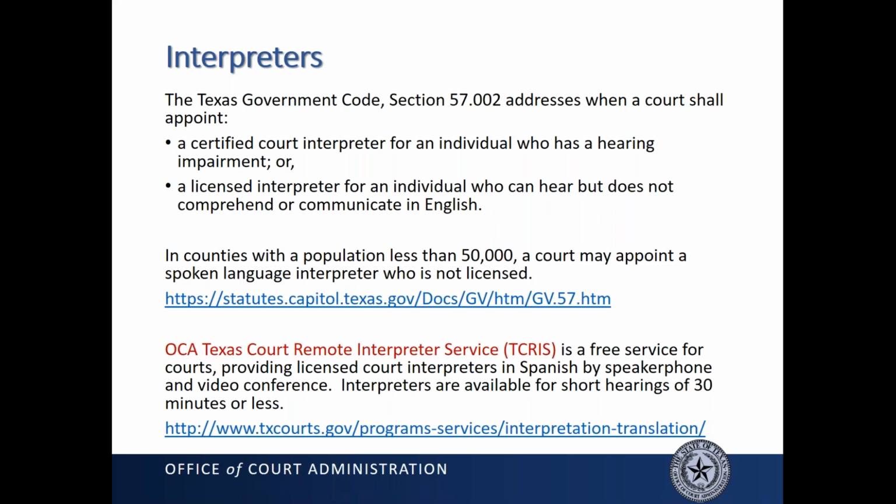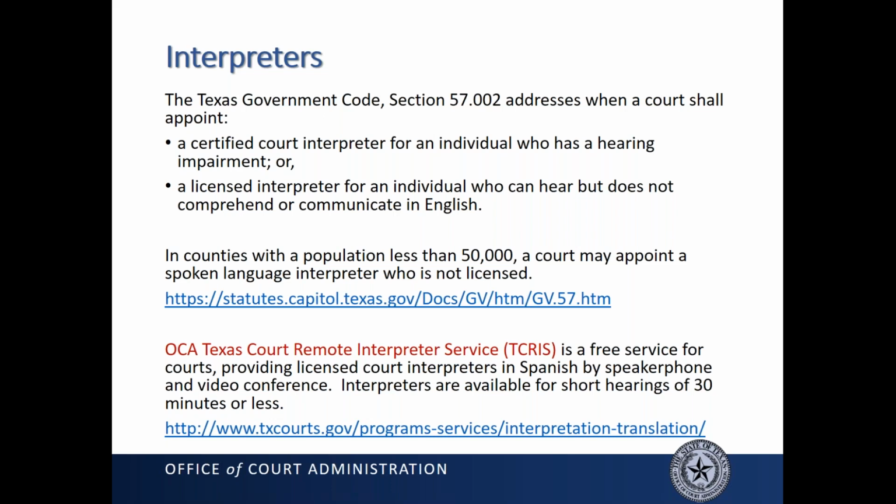In addition to that, OCA has what we call TCRIS, because we have acronyms for everything. That stands for Texas Court Remote Interpreter Service. It's a free service for courts. Some of you may already use them. We have two licensed professionals, Maria de Villiers and Leonardo Perales, and they provide interpretation for short hearings of 30 minutes or less. You can do it by speakerphone or video conference. The link is there for you to provide this.